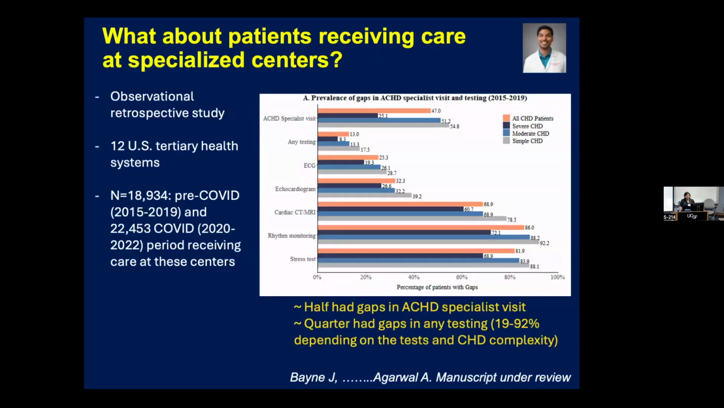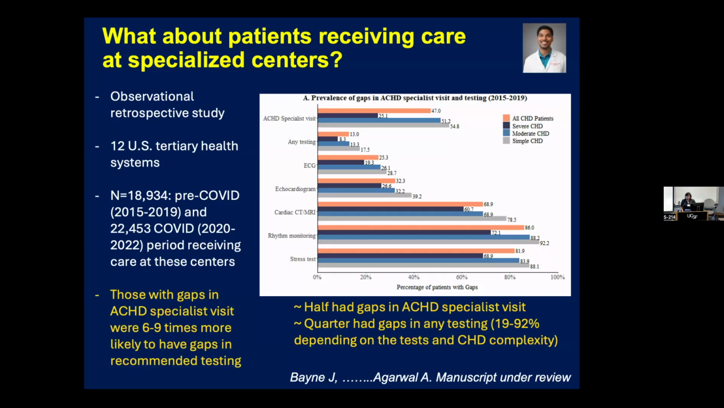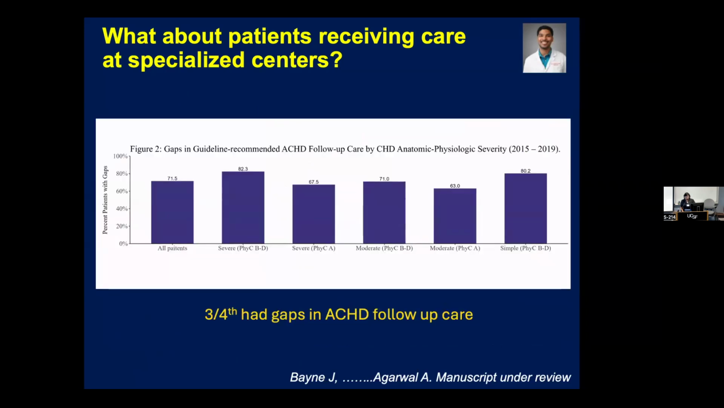So what about patients who are receiving care at specialized centers? Joseph found that among patients who are in care at any of the 12 specialized ACHD health centers in the US, almost half of them are not in care with an ACHD specialist. So remember, these are the patients who are receiving care at specialized centers, but they're not seeing the ACHD specialist at that center. Those who didn't see an ACHD specialist also were 6 to 9 times more likely to have gaps in recommended testing. He also found that if we take into account the anatomic physiology classification system, then about 3/4 of these patients had gaps in recommended follow-up care, with the highest gaps noted in patients with severe and simple physiologic class B to D patients.